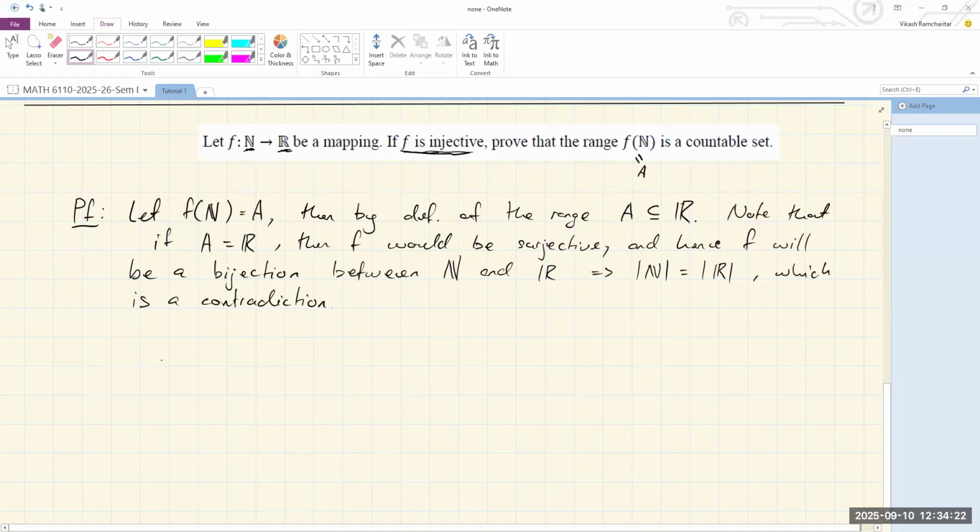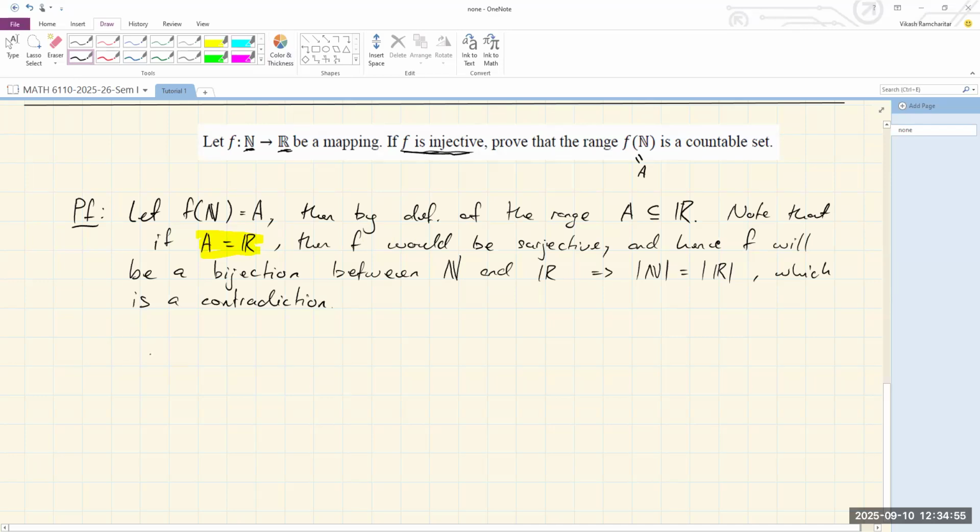So what we're going to do now is we're going to define a new function. Okay, so before, what did we assume? We assumed that if A is equal to R, A is the range of the function. So if the range of the function is equal to all of the real numbers, we get a contradiction. So that means that the range of this function, A, cannot be all of the real numbers. Okay, so let's see what happens now.